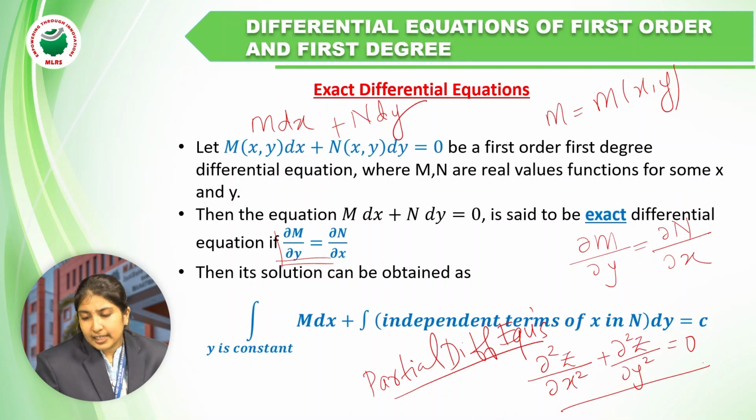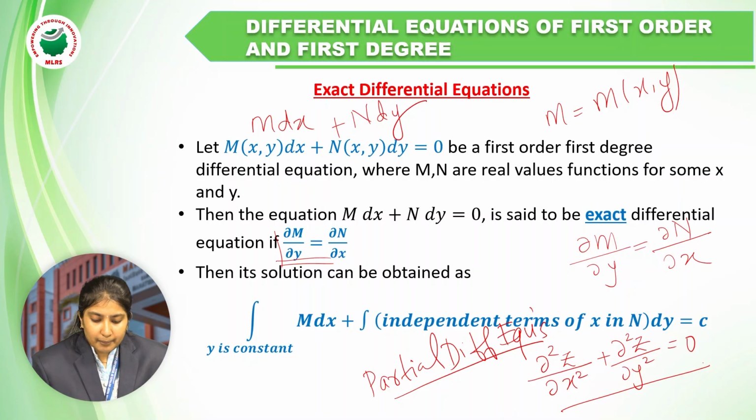Why am I saying this equation is a partial differential equation? Because here I have two independent variables, not one. When an equation has more than one independent variable, it becomes a partial differential equation. The other properties are the same. It will also have derivatives, etc.